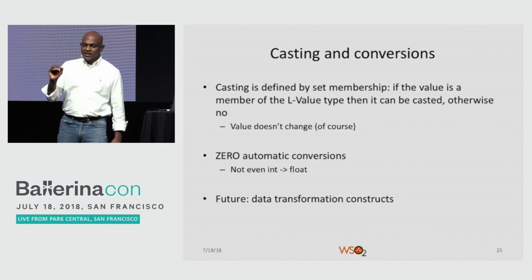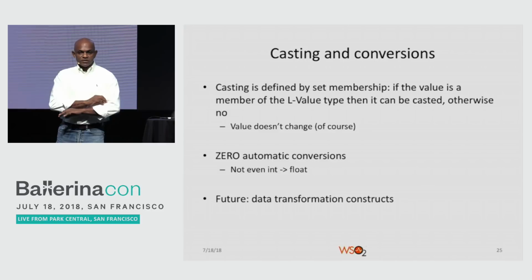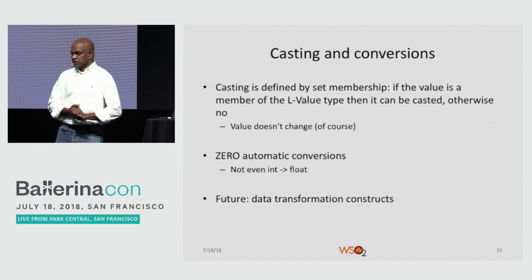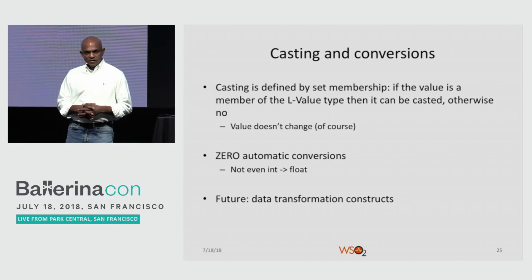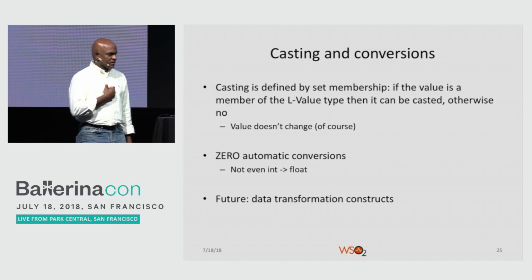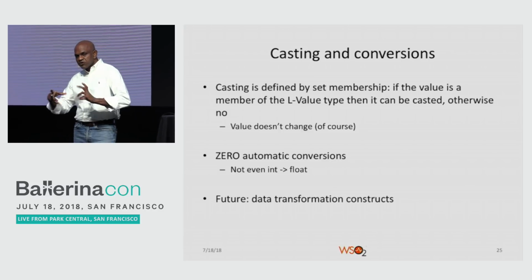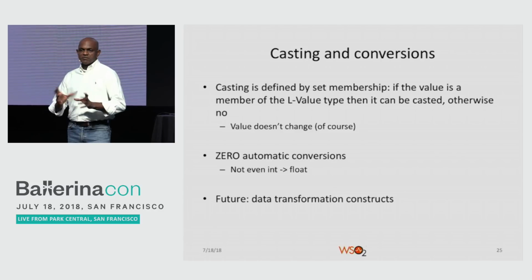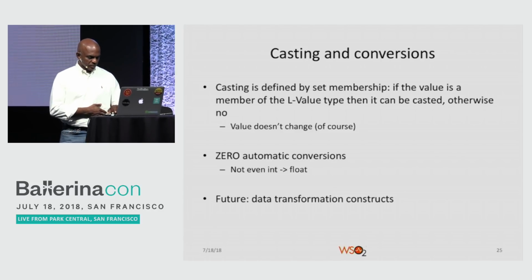Ballerina does not do any automatic type conversions, not even into float. The rule is zero automatic type conversion, so the programmer has to be aware when doing these kinds of things. We had a thing called transformation some time ago. We took it out, but we have to bring something like that back. There is a need for a more convenient data transformation feature, so we need to put that in at some point.